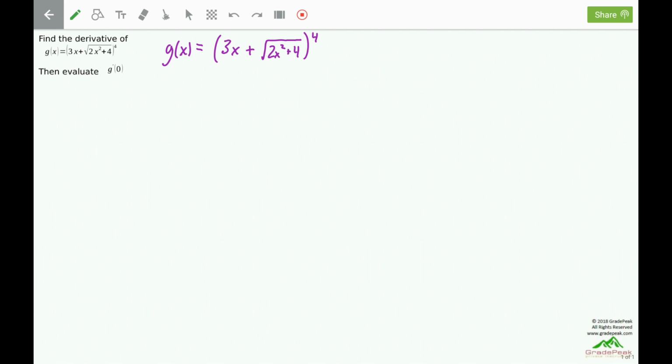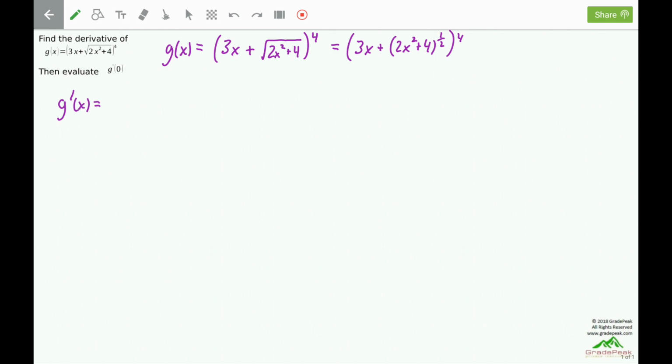Since we have a root involved, let's rewrite that as a fractional exponent. So we will have 3x plus (2x squared plus 4) to the first power, but second or square root, so 1/2 power. And then the entire thing to the fourth power. Since the entire thing is to the fourth power, that is the outermost function.